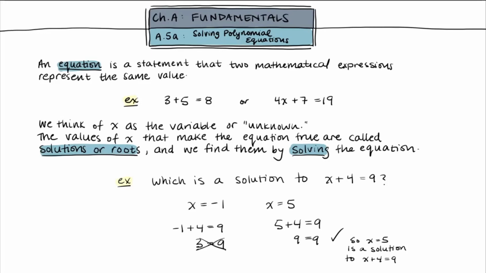So you don't have to write this down if you know what it means, but an equation basically is something that has an equal sign, and the left side and the right side have to be the same as each other. So for example, you can have something as simple as 3 plus 5 equals 8, or maybe you have something with a variable in it like 4x plus 7 equals 19. We think of the x if we have it in an equation, which we will most of the time, or y or whatever as a variable or unknown.